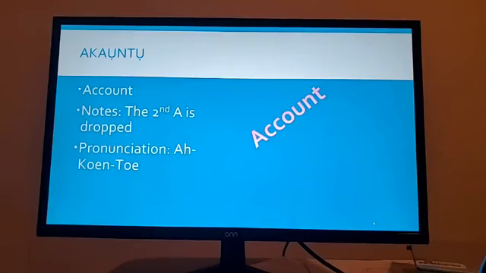And the same thing here with Igbo. I'm just going to use the English letters, but the letters aren't pronounced just like English. They're pronounced in Igbo way. I'm just using English just to make it easy. But that second A in the word is dropped. That's why you say Ah-Koen-Toe instead of account. Ah-Koen-Toe, account.